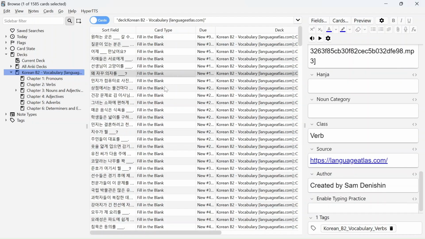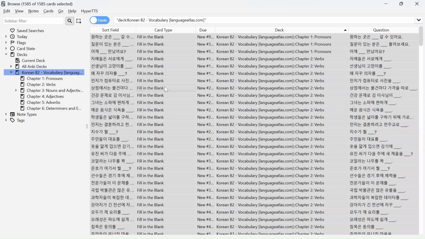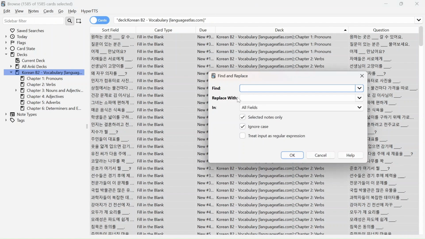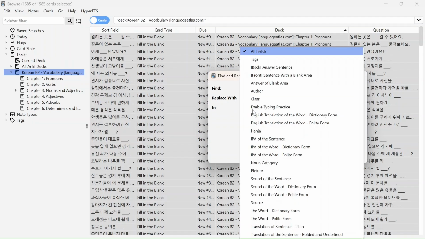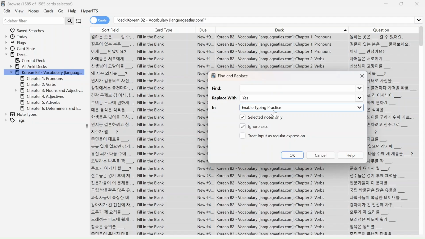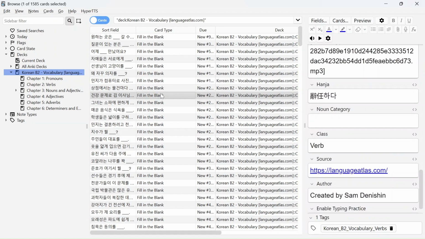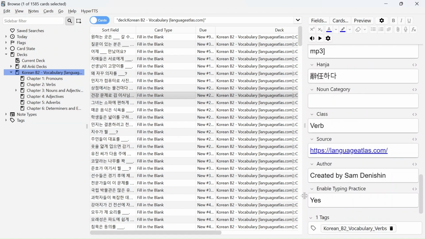Click on any card, it doesn't matter which one. Control A or Command A, right mouse click, Notes, and we will go to Find and Replace. A pop-up opens and it says Find. And for Find, we want to have nothing because currently the field is empty. And we want to replace this with the word yes. And where do we want to do this? We want to do this in the Enable Typing Practice field. So find the empty area, replace it with the word yes, and in Enable Typing Practice. Click on OK, and you can see that the notes or the sentences have updated. And if I scroll down now, you see that there's a yes over here.